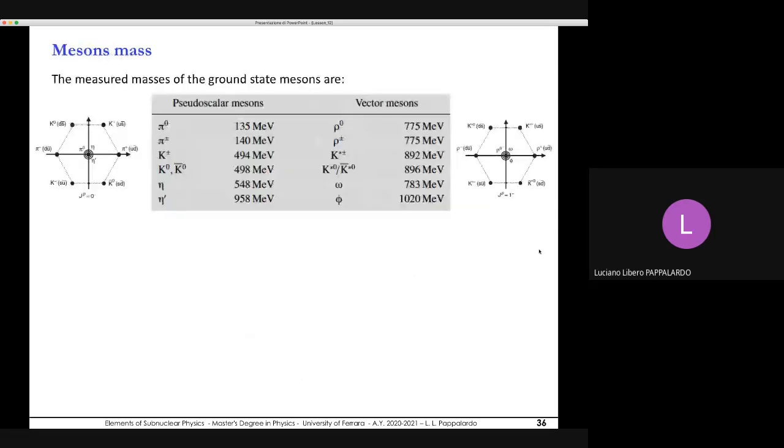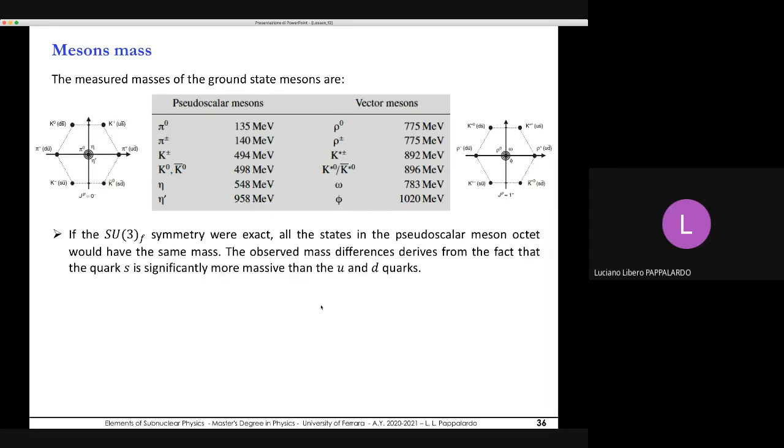Okay, so let's go on quickly to the last topic today. This is about the mass of the mesons. The measured masses of the ground state mesons are reported here. So we have here the pseudoscalar mesons with their masses and the vector mesons with their masses.